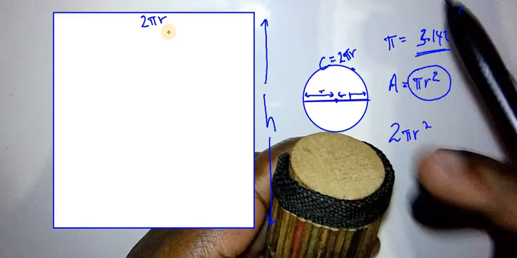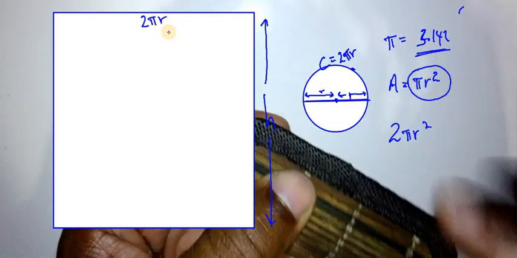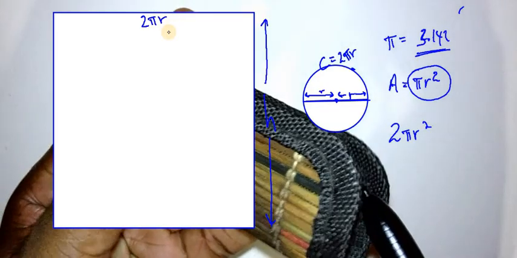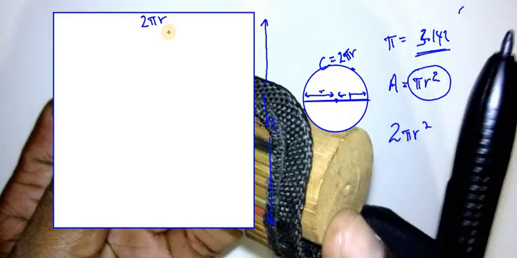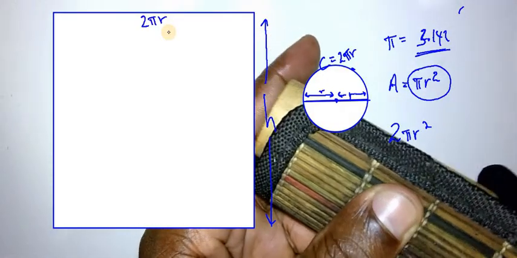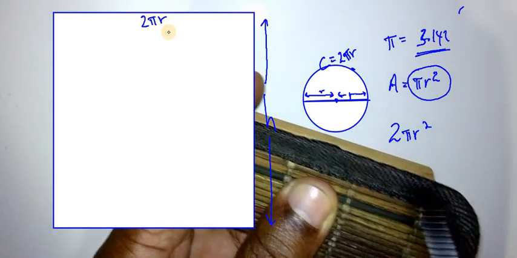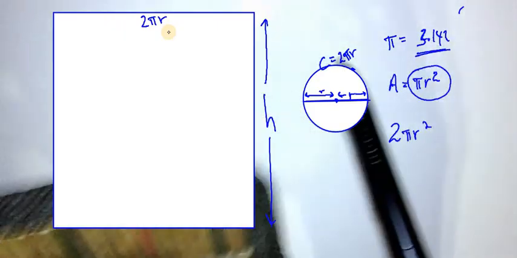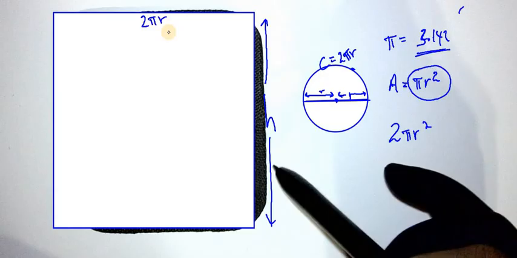Distance around the circle. But what you also need to bear in mind is that this length, from the top of this circle to the bottom of this circular end, both ends are circular, this end and this end as well, this distance is what we would call the height of the cylinder. So when I open it, I get a rectangle. This is still the height of the cylinder.